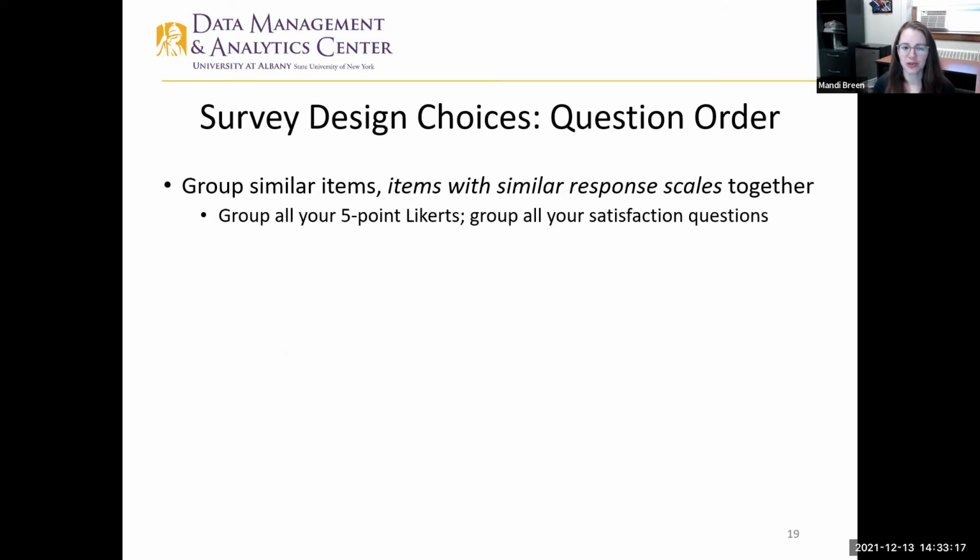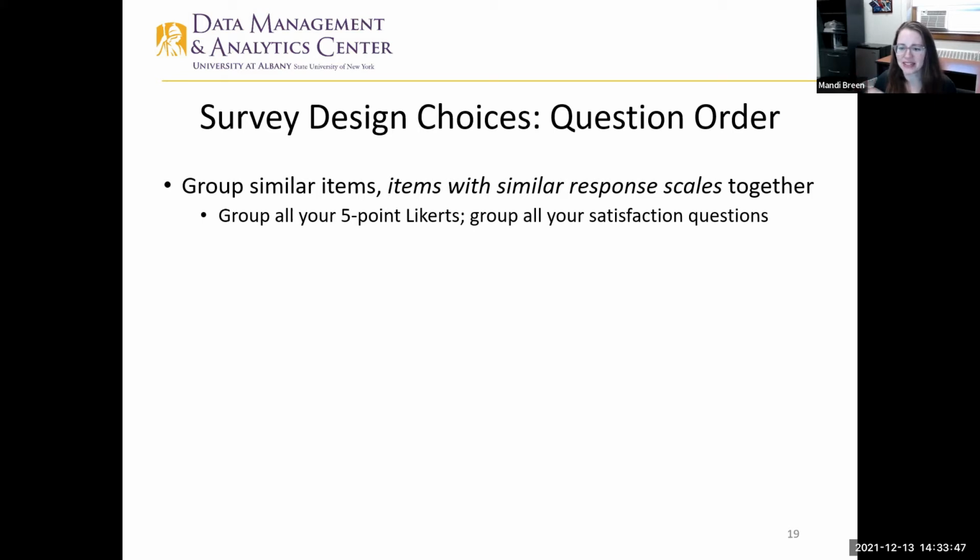We also recommend grouping similar items together when using similar response scales. So if you've got 5-point Likert scales, try and group those all into one section so it's cognitively easier for the respondent to go through them rather than having to go back and forth between this scale is about satisfaction, this scale is about agreement, now back to satisfaction. That can get very confusing. People will trip up or get annoyed, and they might put less effort into answering the questions.